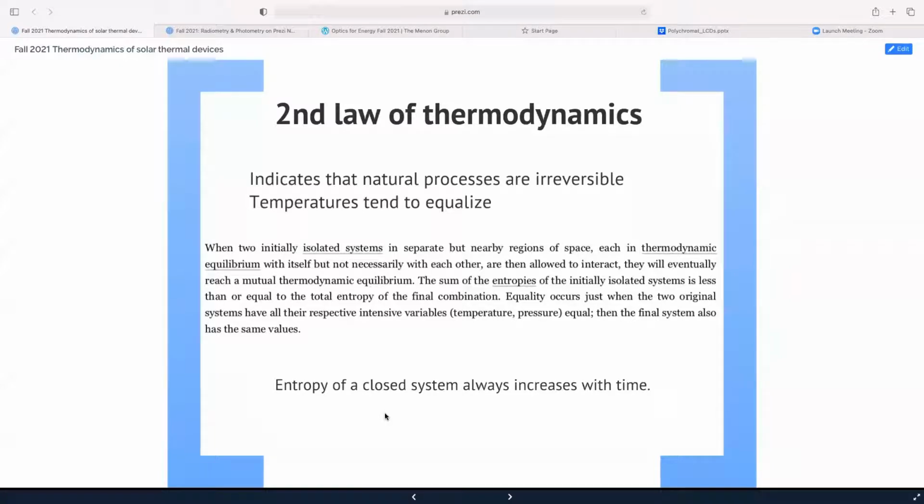The sum of entropies of the initially isolated systems is less than or equal to the total entropy of the final combination. So in other words, the entropy of the entire system has now increased. They can be equal only under the adiabatic assumption, which is an artificial assumption that doesn't actually happen. It's not so important. Entropy of a closed system only increases with time.